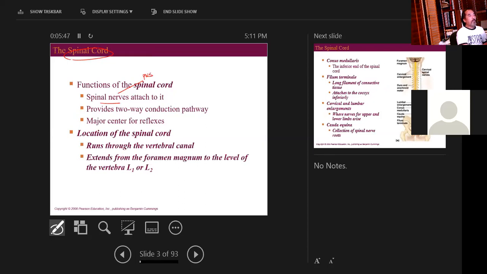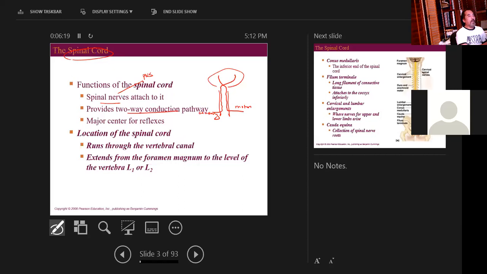It provides a two-way conduction pathway because in your spinal cord, okay, nerves go up into the spinal cord and then go up to the brain. Okay, these are called sensory. And then there's actually nerves that came from the brain and then go down to the spinal cord and exit out, and that's your motor. And that's the reason why they call it a two-way conduction pathway. Okay, you've got sensory and motor.